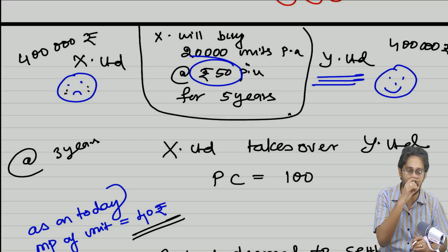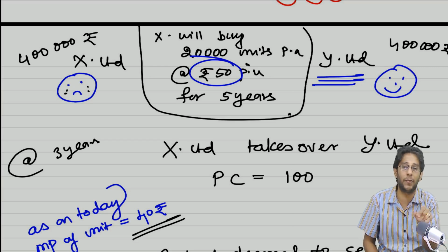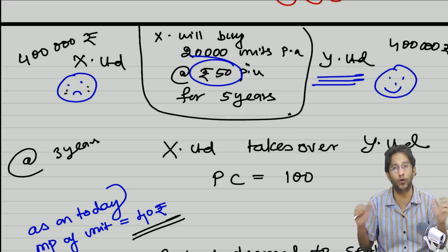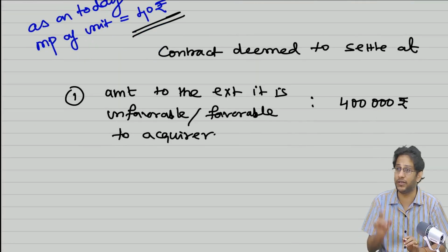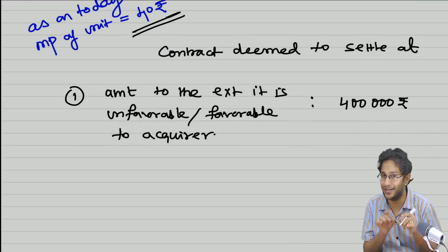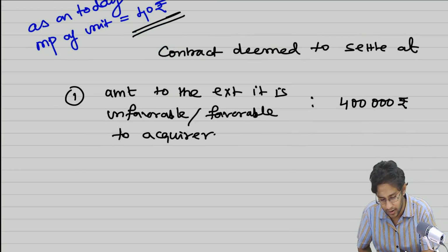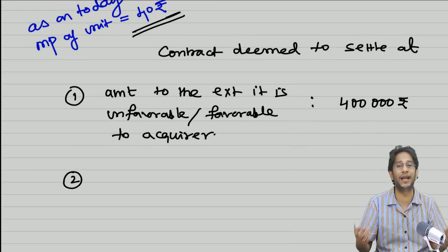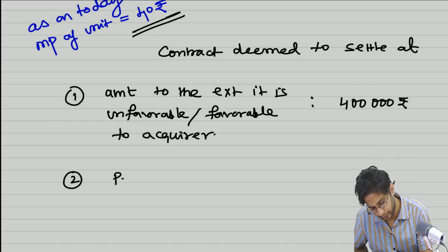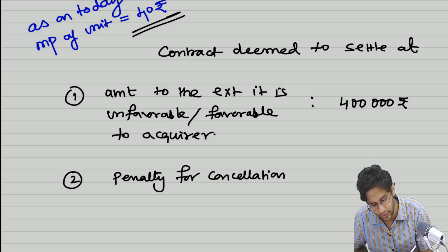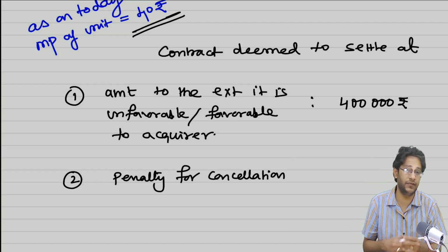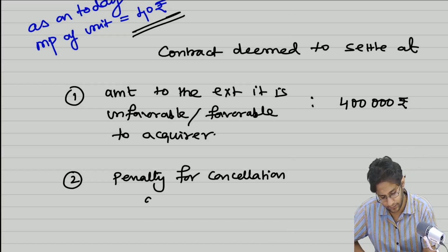So what will Y Limited do? Pay me that amount as a part of PC. Otherwise, I will not get sold to you. So what our standard says is, it is deemed to be settled at this amount. But since it's a contractual relationship, there may be a clause of cancelling the contract. So, penalty for cancellation. Sometimes contracts have this clause. So go and check if there is any cancellation penalty.